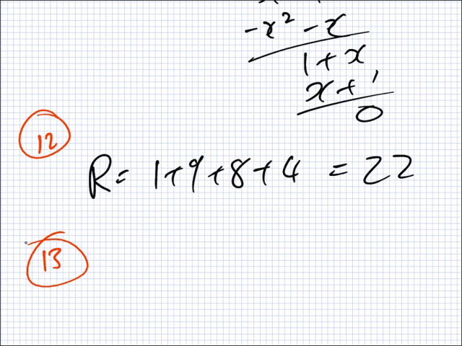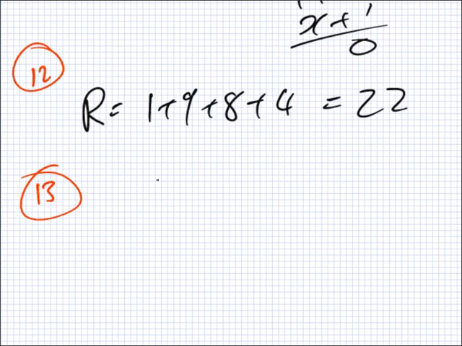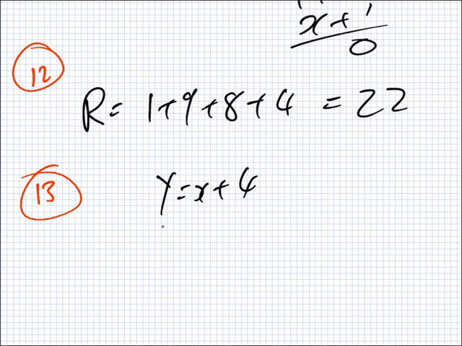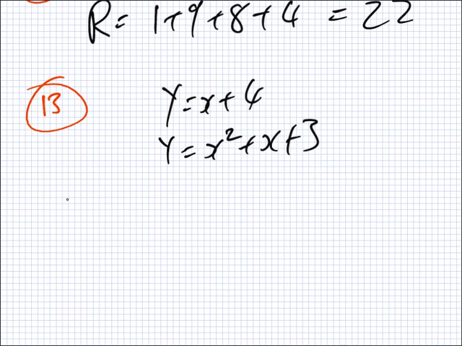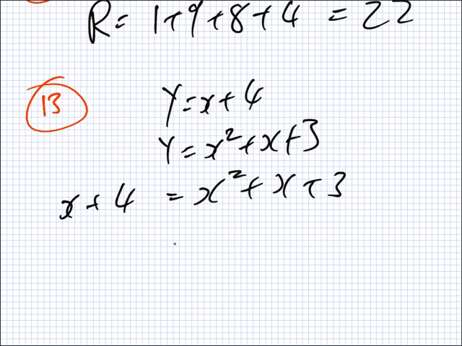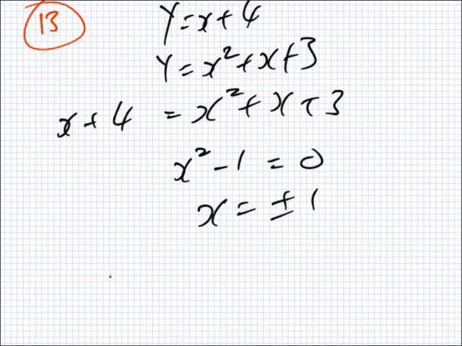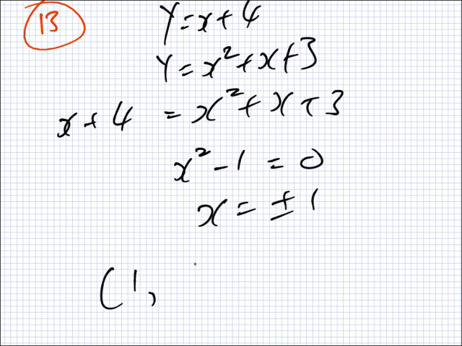And lastly, 13. I want you to solve y equals x plus 4 and y equals x squared plus x plus 3. So you get x plus 4 equals x squared plus x plus 3. That means you get x squared minus 1 equals 0, isn't it? x equals plus or minus 1. So when x is 1, y is 5. And when x is minus 1, y is 3. So the two answers are 1, 5 or minus 1, 3.